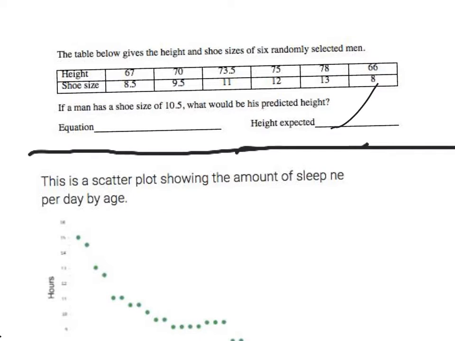Alright, so for this problem, the table below gives the height and shoe sizes of 6 randomly selected men. The two factors we have here are height and shoe size. If a man has a shoe size of 10.5, what would be his predicted height? So for this, we're basically going to have to find the scatter plot.